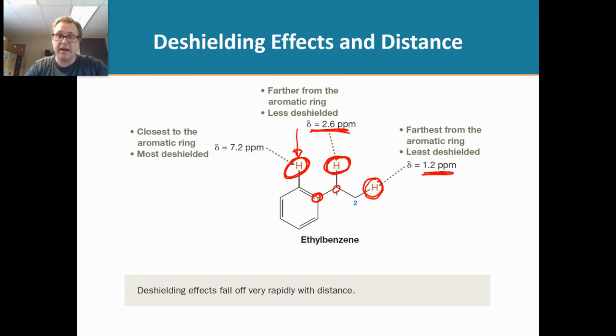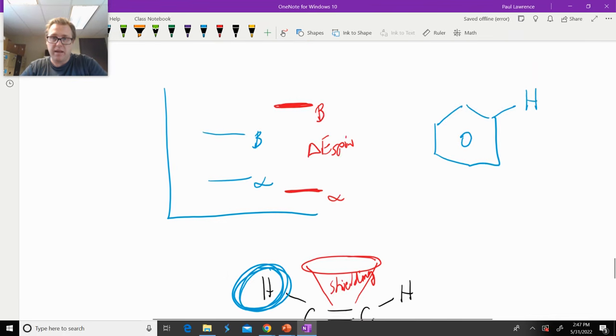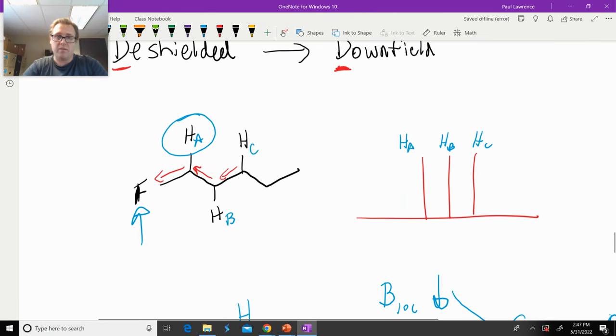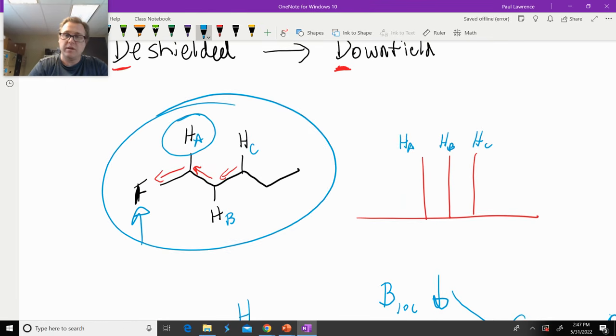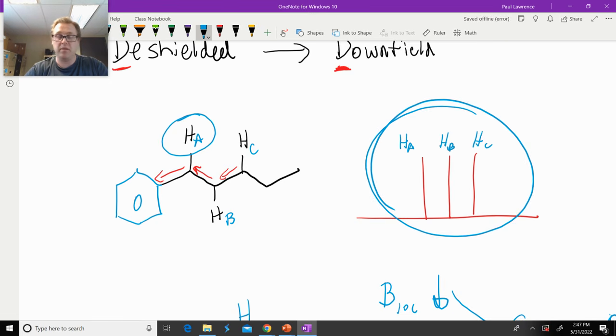All right, so this slide right here is analogous to the example that I did up, let's see here, right here. So you could take this same example right here, replace the fluorine with a benzene ring, and you'd have the same concept here. You have the same pattern.